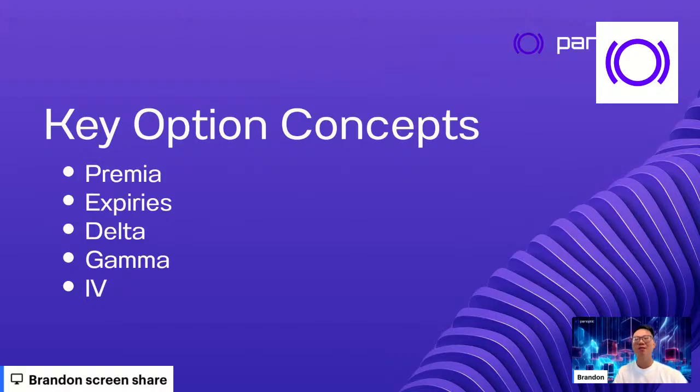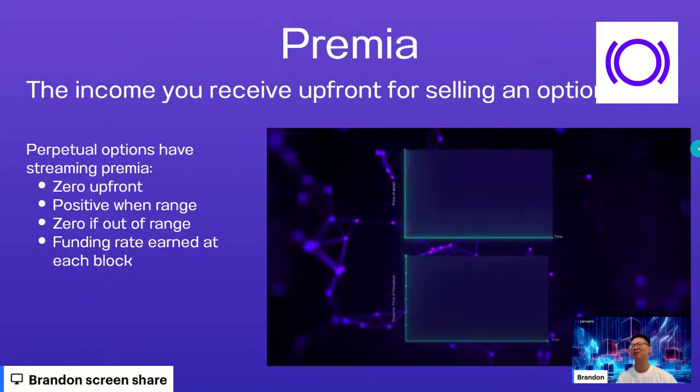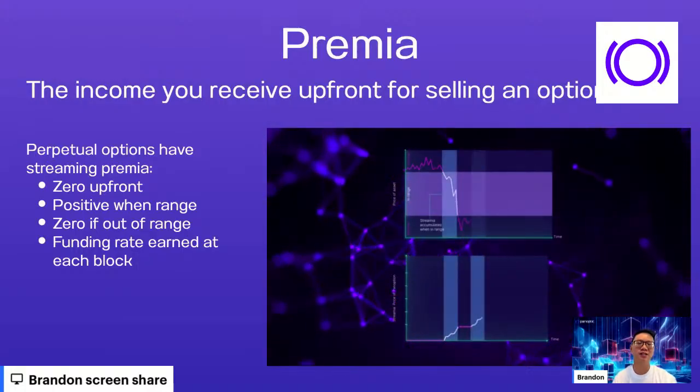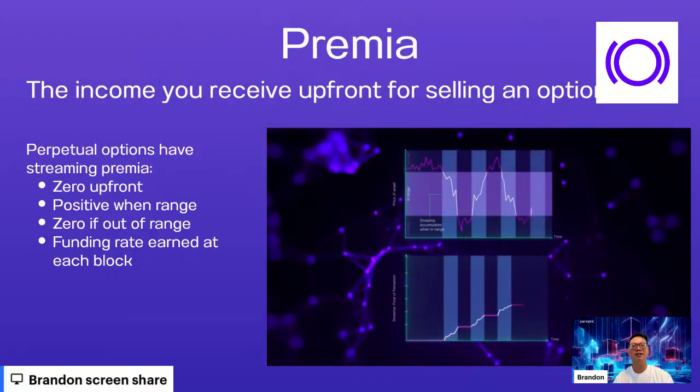All right, so let's go into the option concepts. We have premia, expiries, delta, gamma, and implied volatility. Starting with the first one, premium. This is the income you normally receive for selling an option, and you get it up front in TradFi.